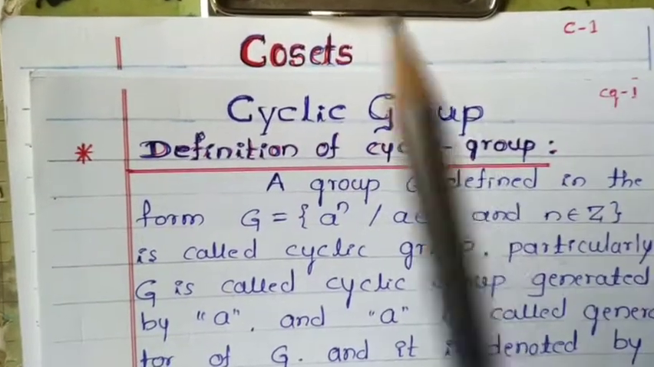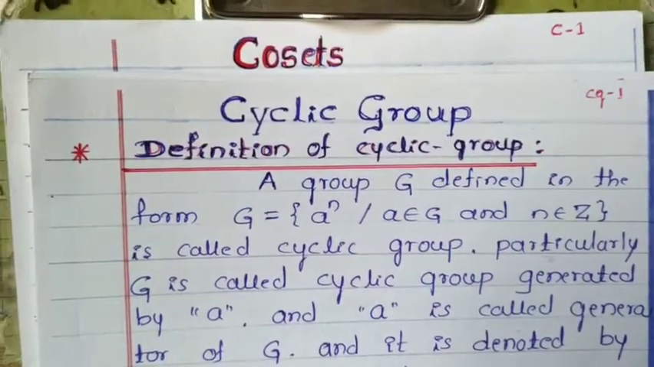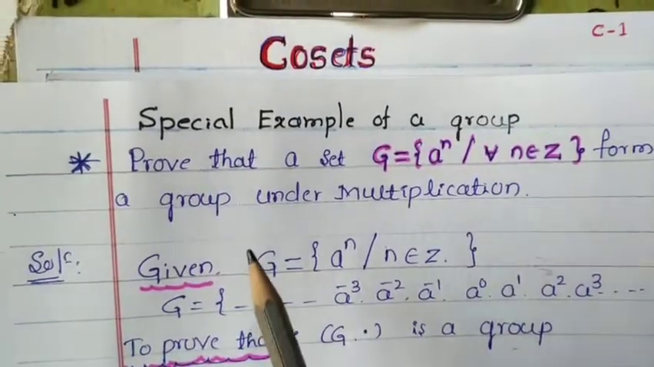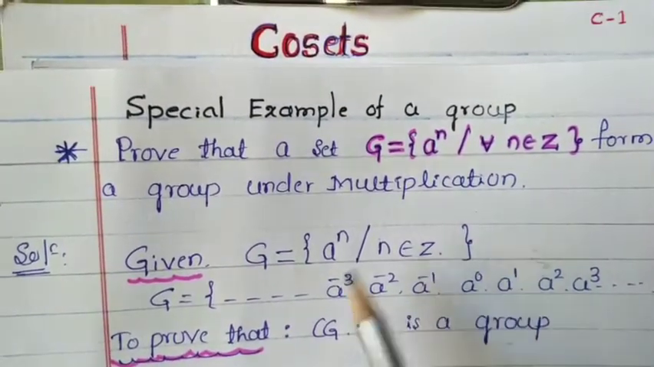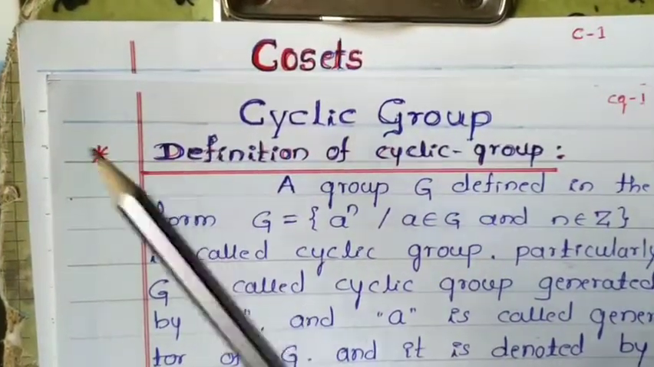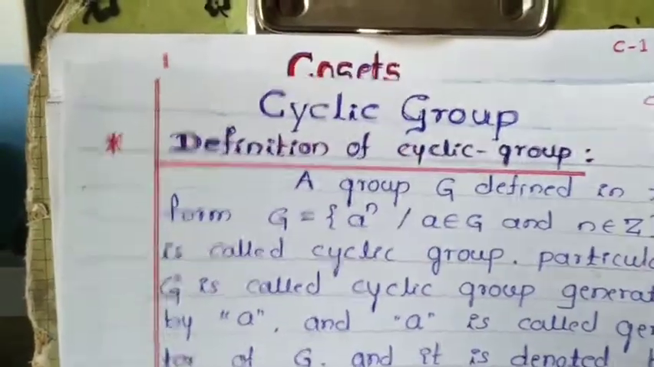Definition of a cyclic group. What you solved in the previous paper, that G equal to a raised to n, n belongs to Z, is a group. Keep this in mind to work out the definition of a cyclic group.